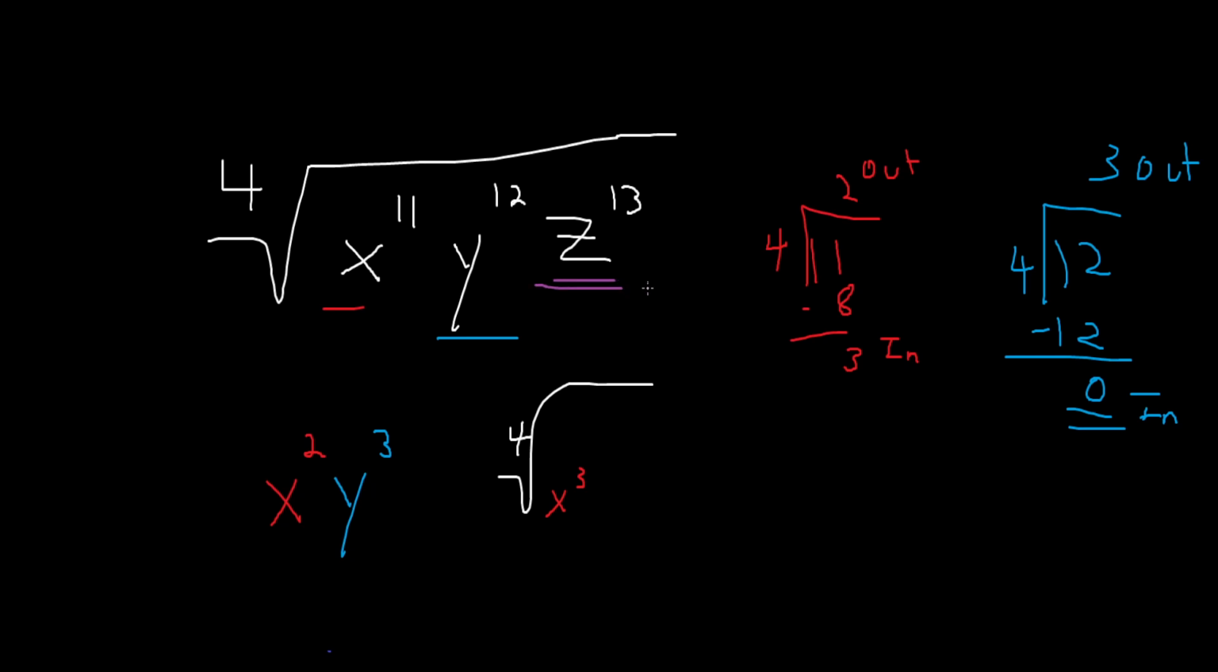And last but not least, we got z over here. So we got 13 divided by, still 4, because you always divide by the number on the outside. That's very important. And so 4 goes into 13 3 times. So minus 12, we got a 1. So on the outside, we have z to the 3rd. But on the inside, we have z to the 1st.